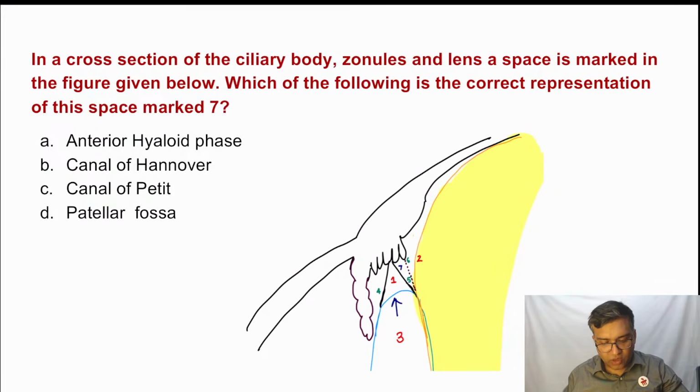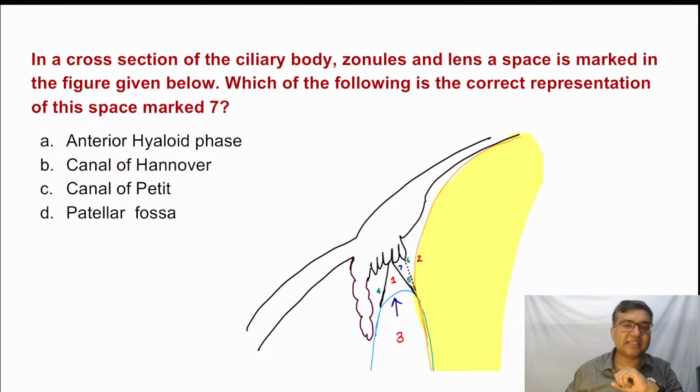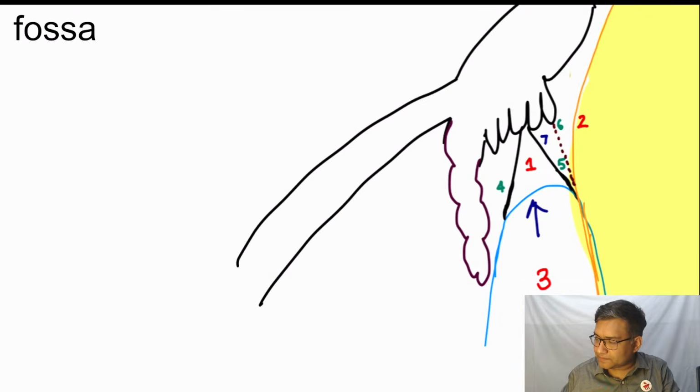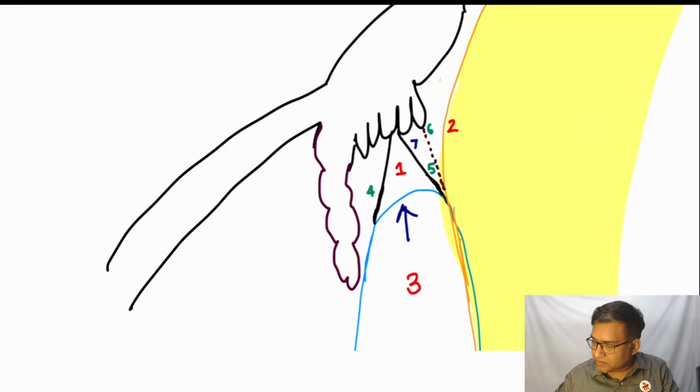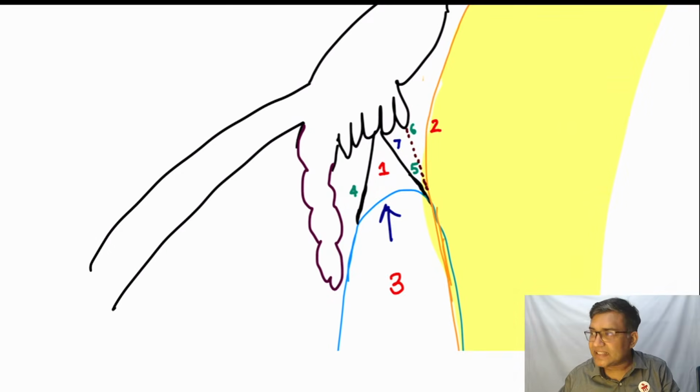So the next question they have asked, I think the toughest question that has been asked in the last 3 to 4 years. They have given a ciliary body anatomy and have asked specifically regarding this space, that is the space 7. They have asked what is this space 7 called. Now before I tell you about what is this space 7, I would tell you the various important points here.